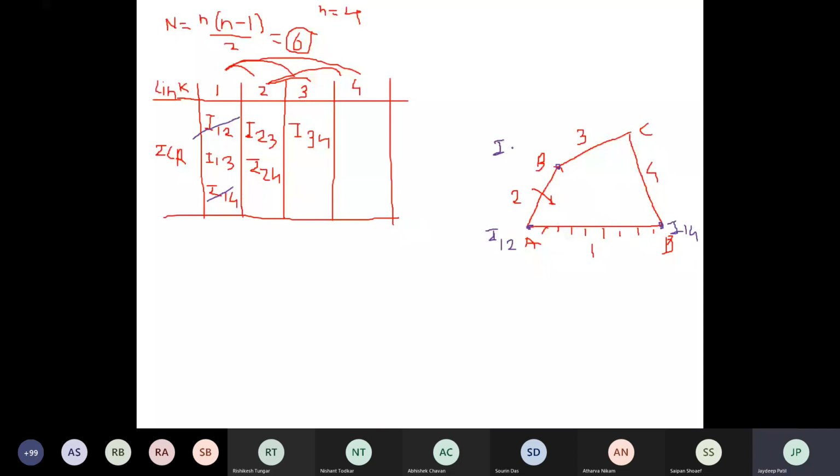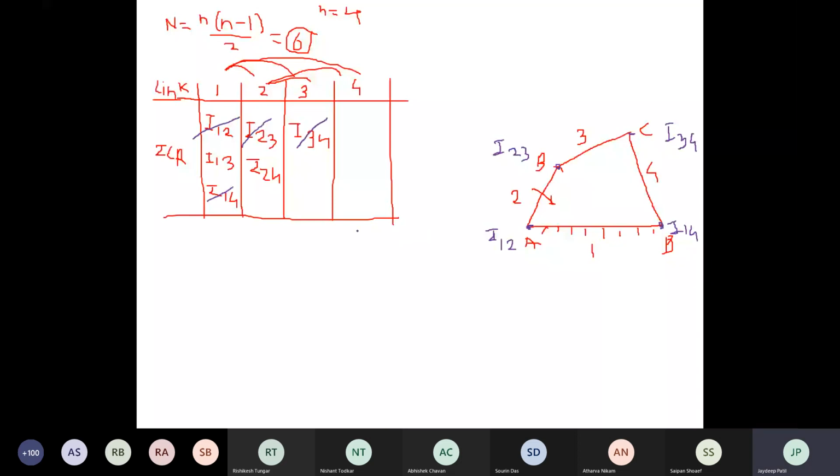I3. Links 2 and 3 intersect. Here I23 or I32. I23. Now mark the table. Next at the C. I34. Correct. I34. Where is I34?